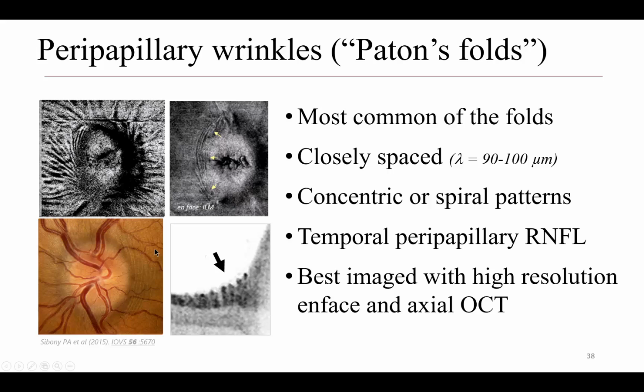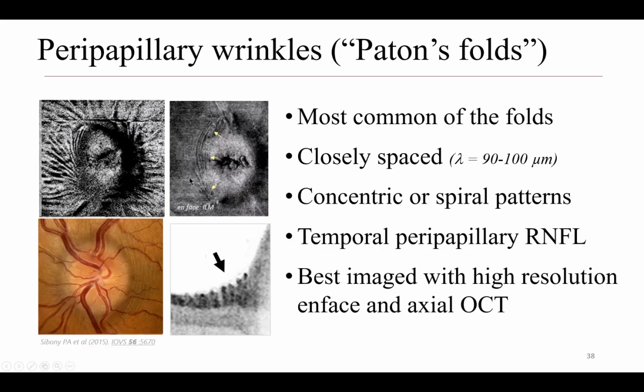Because in the study, we looked at the OCT and photos from all of the patients in the clinical trial, and we found that one of the more common types of folds was what I would refer to as peripapillary wrinkles, because they're so closely spaced and delicate, commonly referred to as Paton's folds. These folds are usually distributed in a concentric, sometimes spiraling pattern. They're almost always located on the temporal side of the disc, but the OCT shows that these folds are confined to the retinal nerve fiber layer.